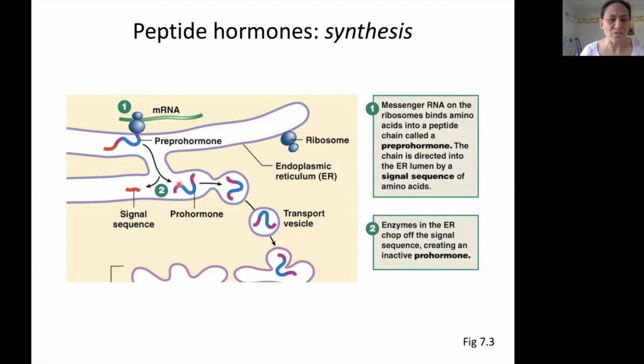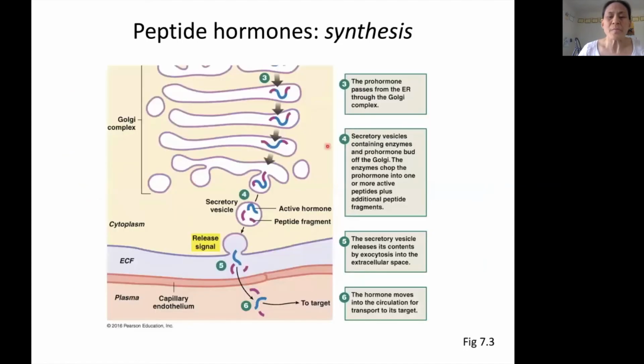Remember that the functional final version of the hormone is going to be this blue part right here, but it's also got this extra stuff still on it. So all of that we refer to collectively as the prohormone, okay? All right, so that prohormone is going to be processed.